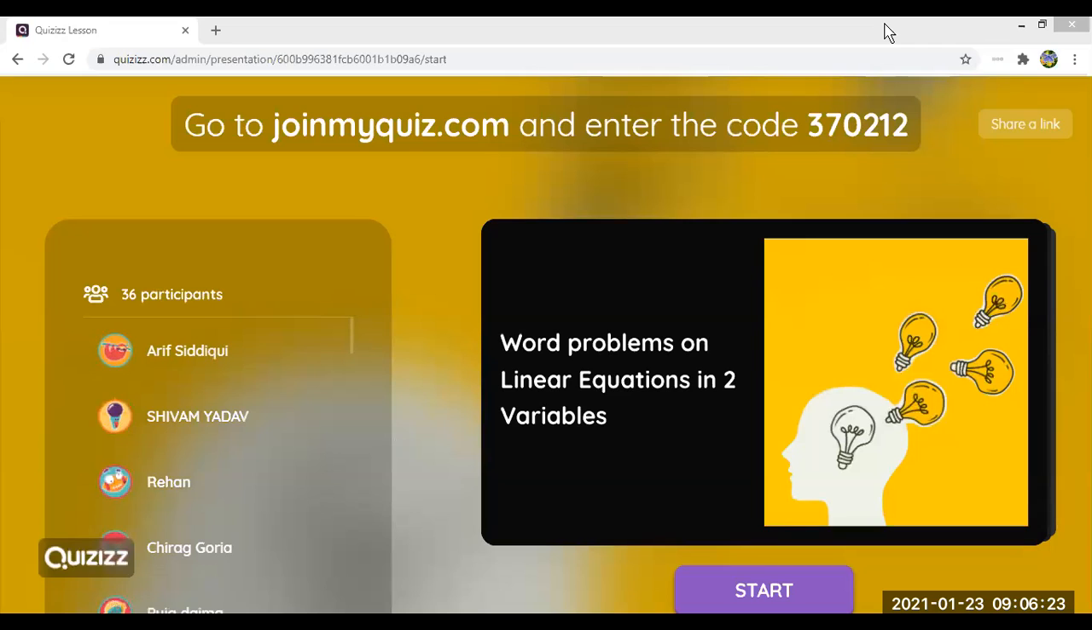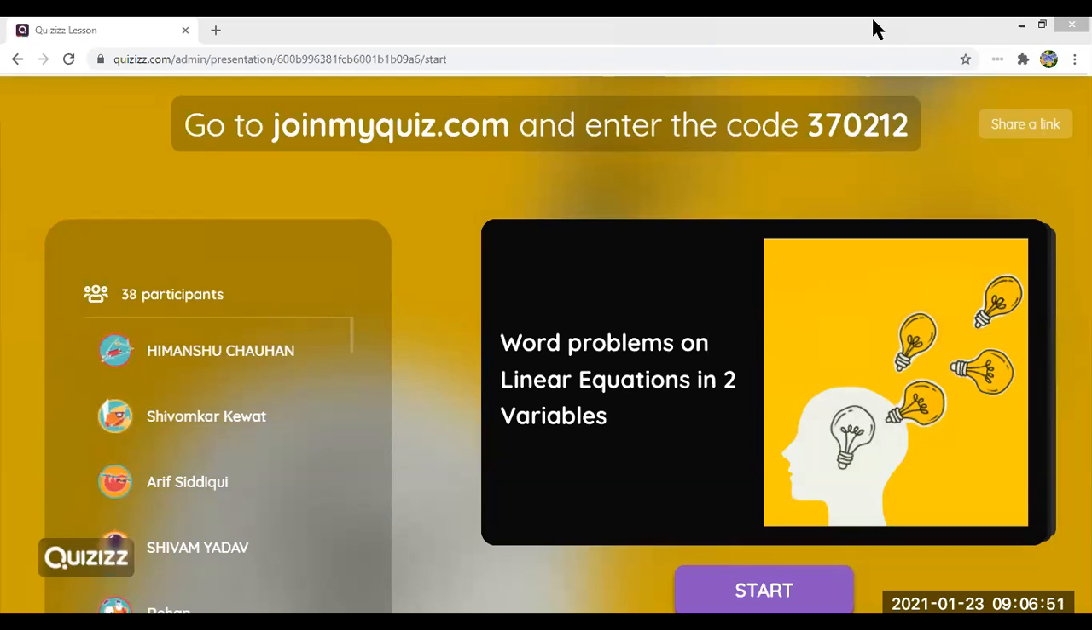Yes, students, please be quick because we have limited time today, so we have to do more problems. Arif, Shivam, Rehan, Chirag, very good. Thank you for joining. Himanshu, Shivomkar, Arif, very good students. Others, please quickly join. We see there are more than 200 participants. Please join quickly. Another 10 seconds.